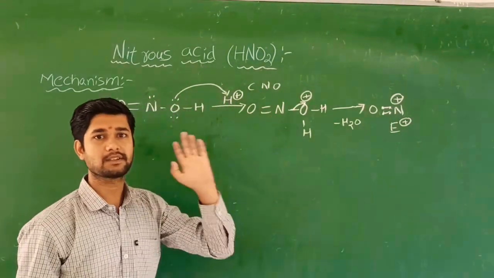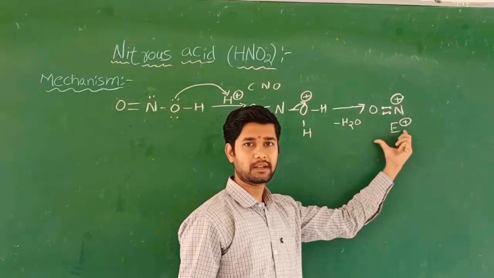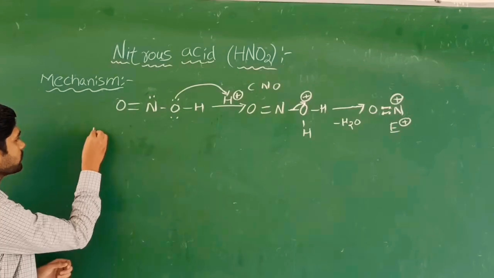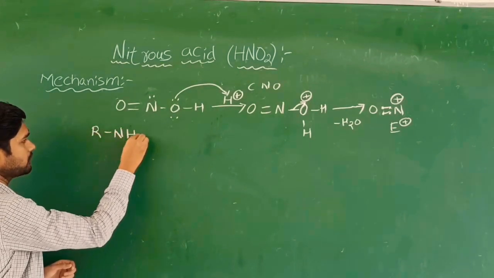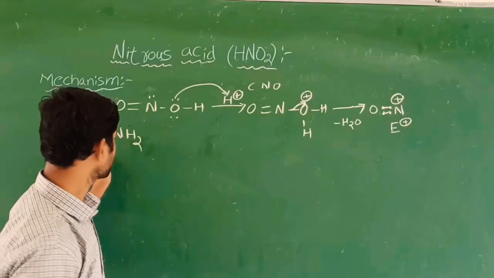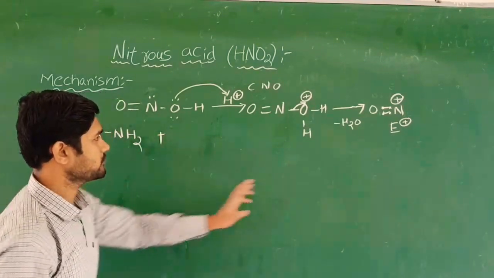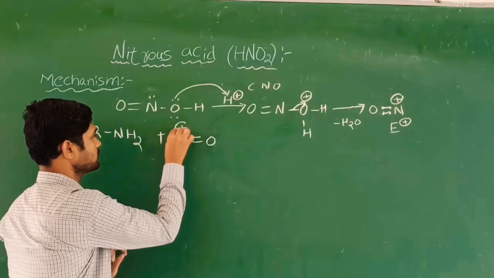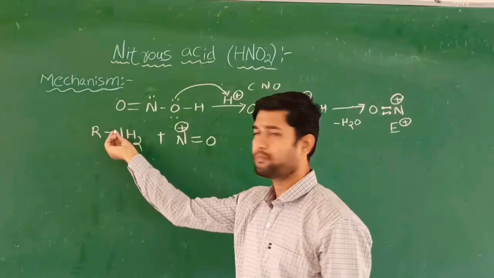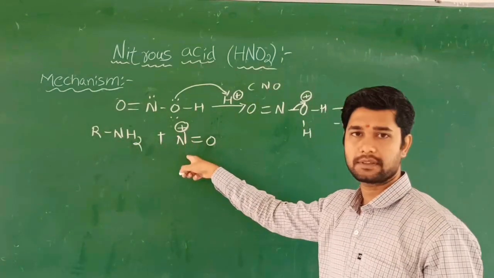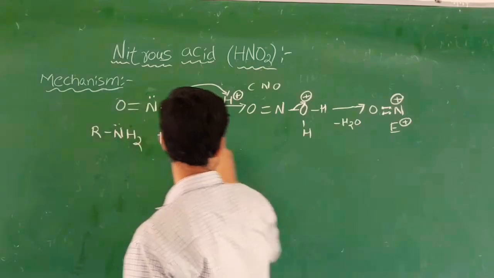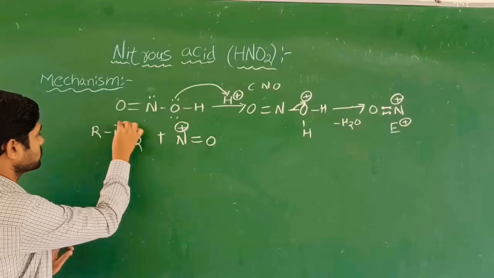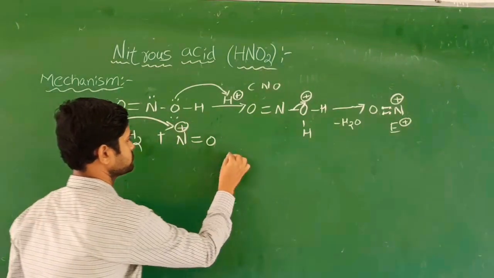Now the primary amine is called the nucleophile, which is going to react with the electrophile in order to form a new bond. Let's see what happens. So this primary amine, whether aliphatic or aromatic, readily reacts with this electrophile. Here the lone pair on the nitrogen reacts with this nitrogen, and its name is nitrosonium ion.